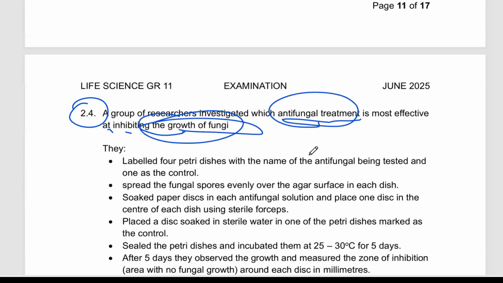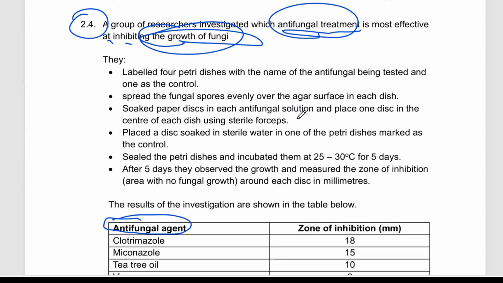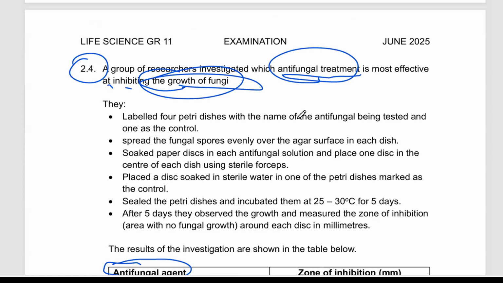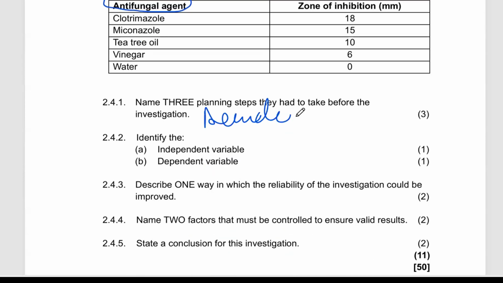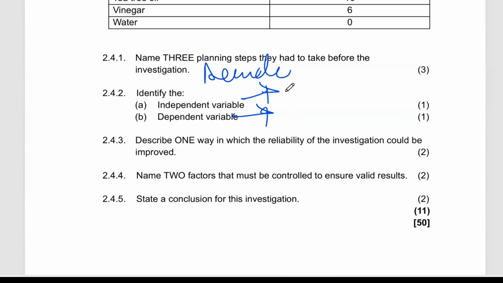If the type of antifungicide is strong in inhibiting, then it means that the growth will also be very small. So the answer there is the antifungal agent, which agent they have used.